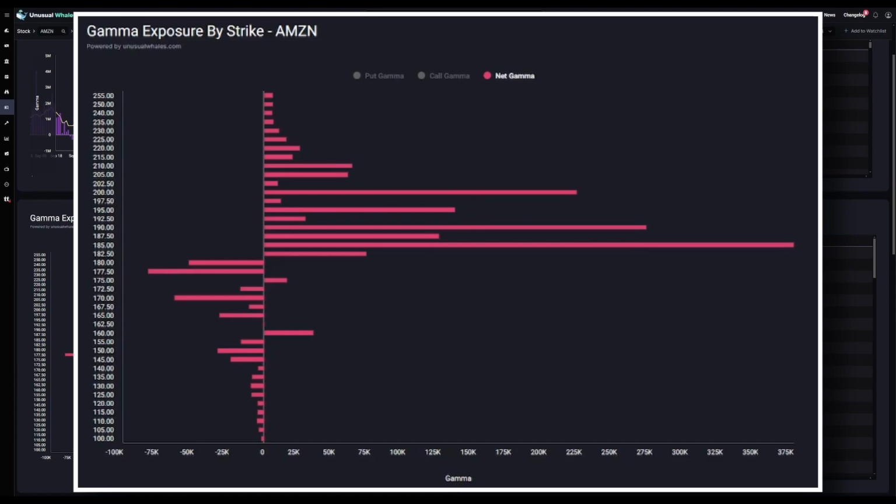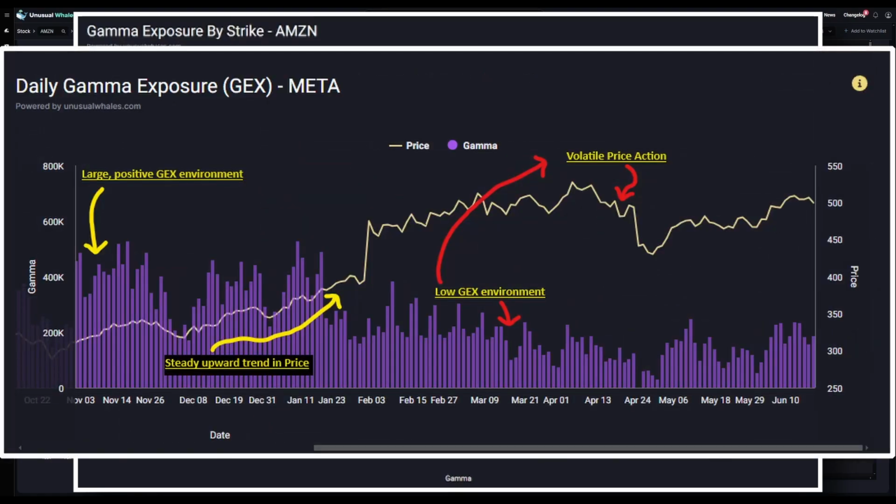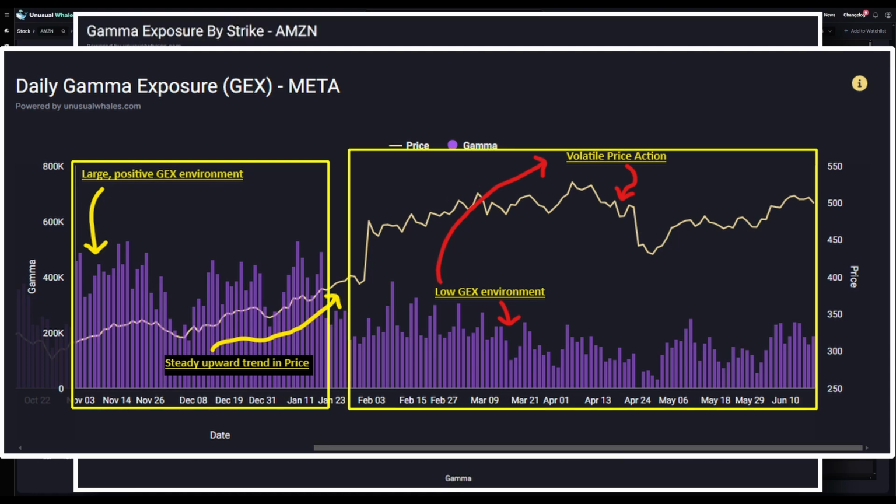For another example here, here's a look at Meta's daily gamma exposure, which has had much less of a positive gamma environment than the Amazon we viewed. When Meta was in a consistently large positive GEX environment, the share price moved in that same steady uptrend we observed in Amazon. But when the GEX environment is significantly less positive, and at times negative, the price action on Meta becomes quite volatile with much larger swings both up and down in the share price, like we see here on this yellow line.